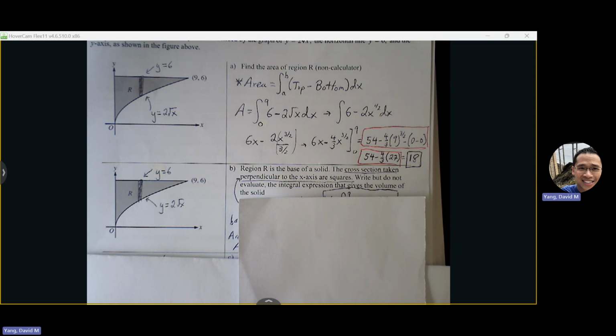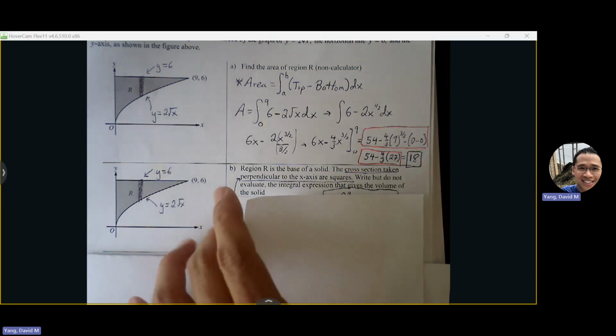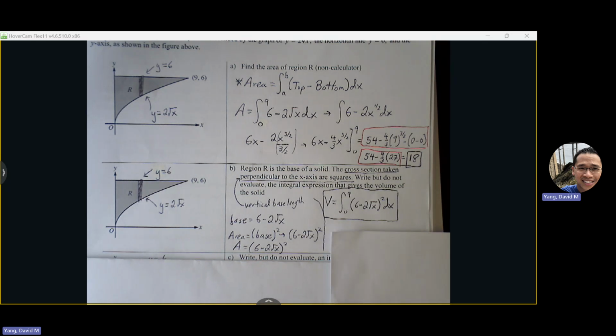Is it squares? Is it various types of triangles? Or is it rectangles? We're dealing with squares here. So after we build our base length, which looks a lot like the top minus bottom from area, we're now taking that and putting it into the appropriate area formula.